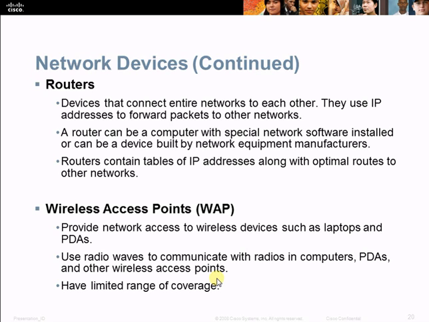And then we have our wireless access point. A lot of times people will think their router is this altogether, but the wireless access point is something separate, the WAP, and it provides network access to devices such as laptops and PDAs. And it uses radio waves to communicate with radios and computers, PDAs, and other wireless access points. There's usually a limited range of coverage for this.